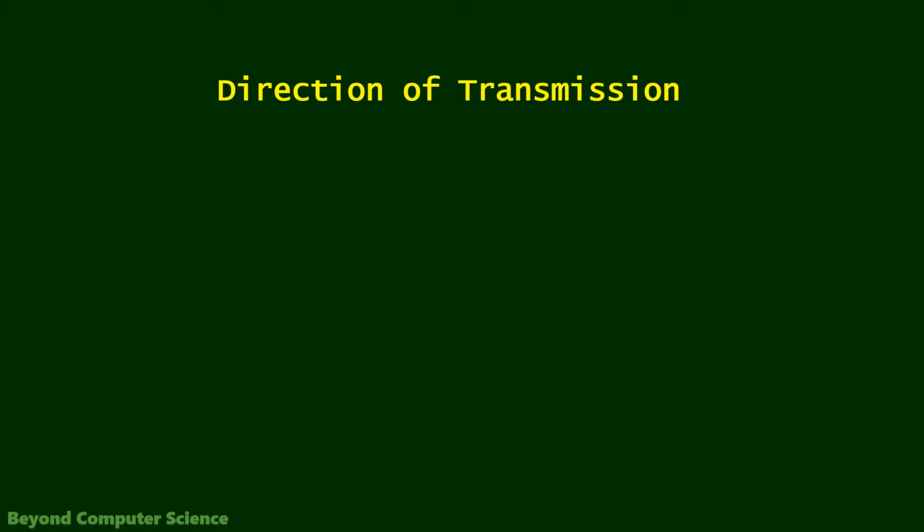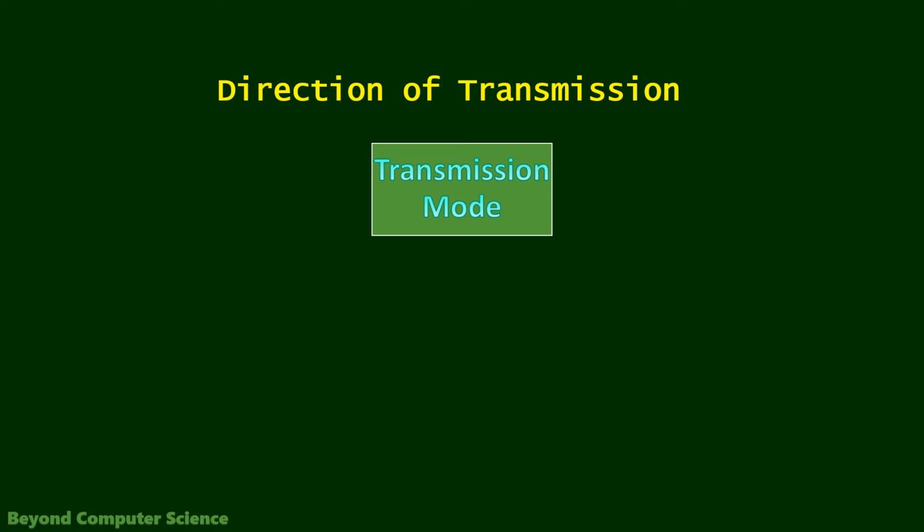Direction of transmission. When two devices are transmitting data with each other, how they are transmitting, who is the sender, who is the receiver, or both are senders or both are receivers. So, what kind of transmission is happening between the devices? So, we also call it transmission mode.